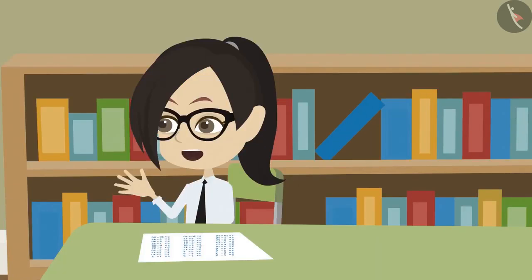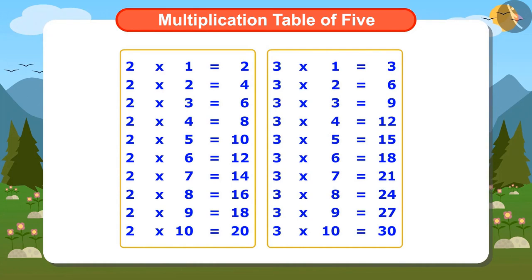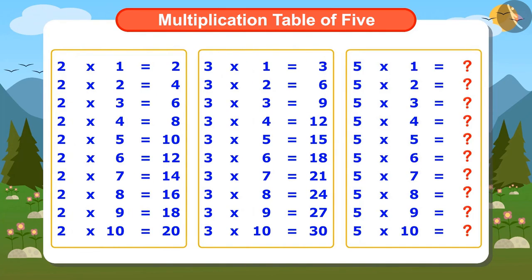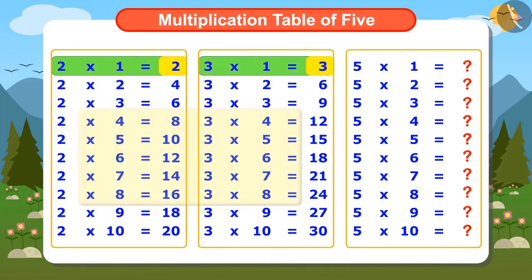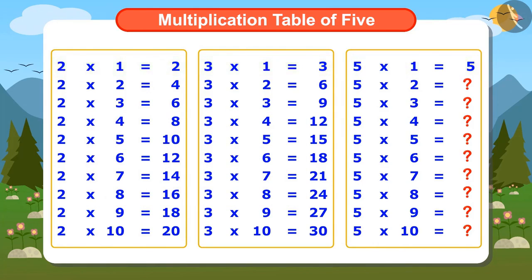Show. Look, this is the multiplication table of 2 and this is the multiplication table of 3. Now I will write the table of 5 using these. Wait, first I will write the multiplication table of 5 as well. It will be easy to check if you are writing it correctly or not. See, 2 multiplied by 1 is 2 and 3 multiplied by 1 is 3. Add 2 and 3, the answer is 5. So we write 5 multiplied by 1 is 5.